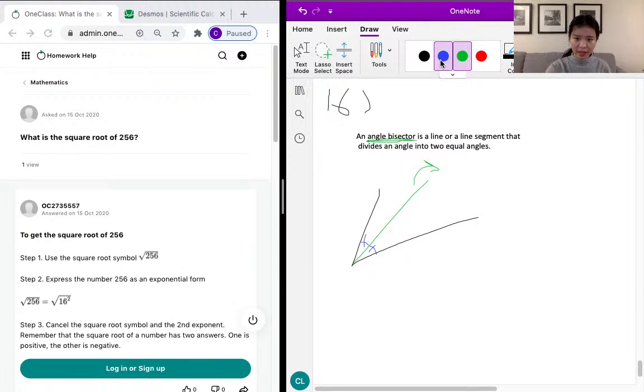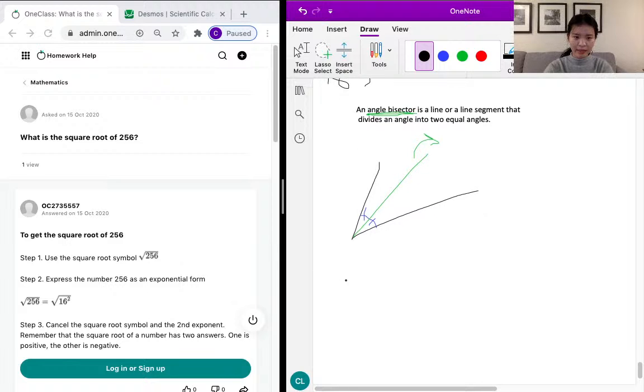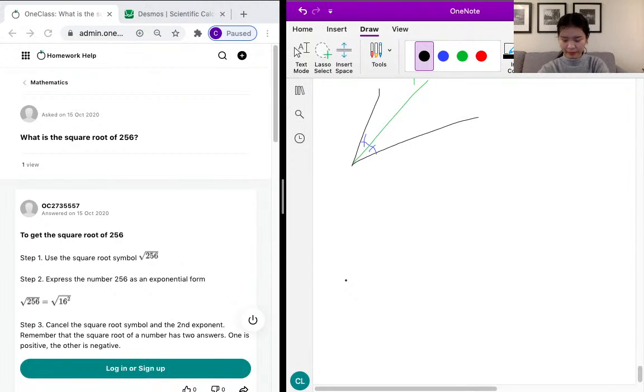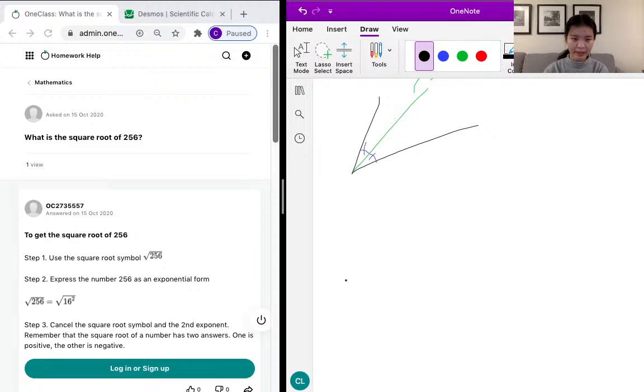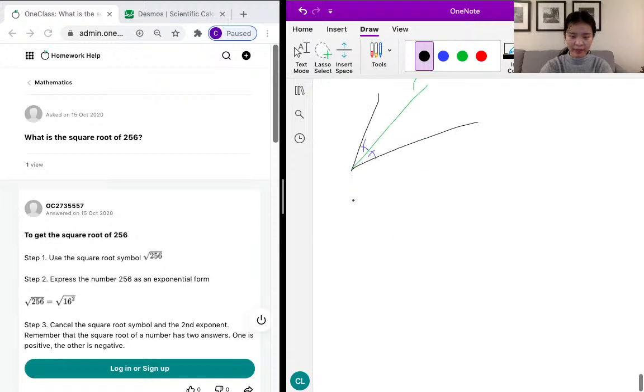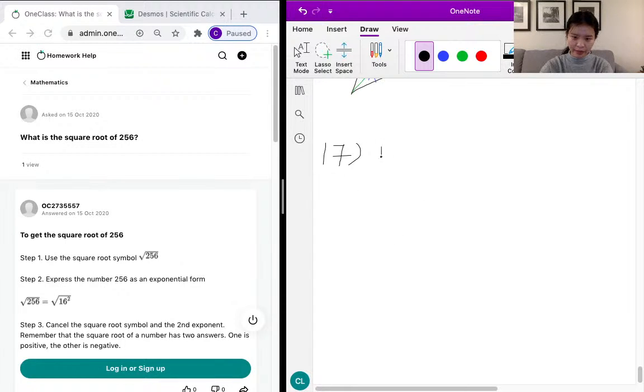Okay, our next problem here asks us, what is the square root of 256? The square root of 256 is actually quite straightforward, because we know that the square root of 256 is just 16, because 256 is a perfect square. However, let's pretend that you don't know that, and you're trying to find the square root of 256. How would you approach that kind of problem?